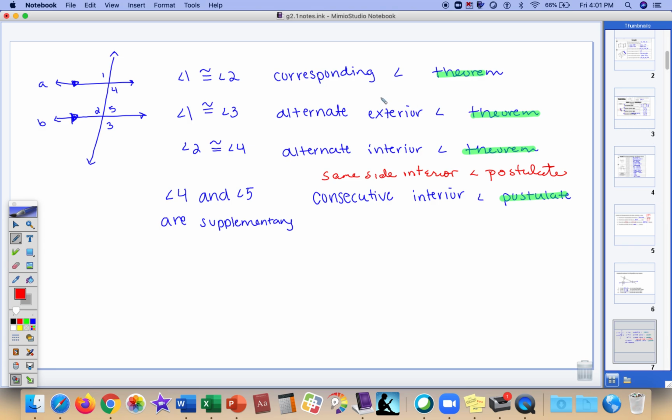You can have corresponding angles, alternate exterior angles, alternate interior angles, and same side interior angles, but they're only congruent or supplementary, depending on the theorem, if the two lines that the transversal is going through are parallel. So in this case, two parallel lines: angle 1 is congruent to angle 2 by the corresponding angle theorem. Angle 1 is congruent to angle 3 by the alternate exterior angle theorem. And angle 2 is congruent to angle 4 by the alternate interior angle theorem. Let's look at each one of these more carefully.